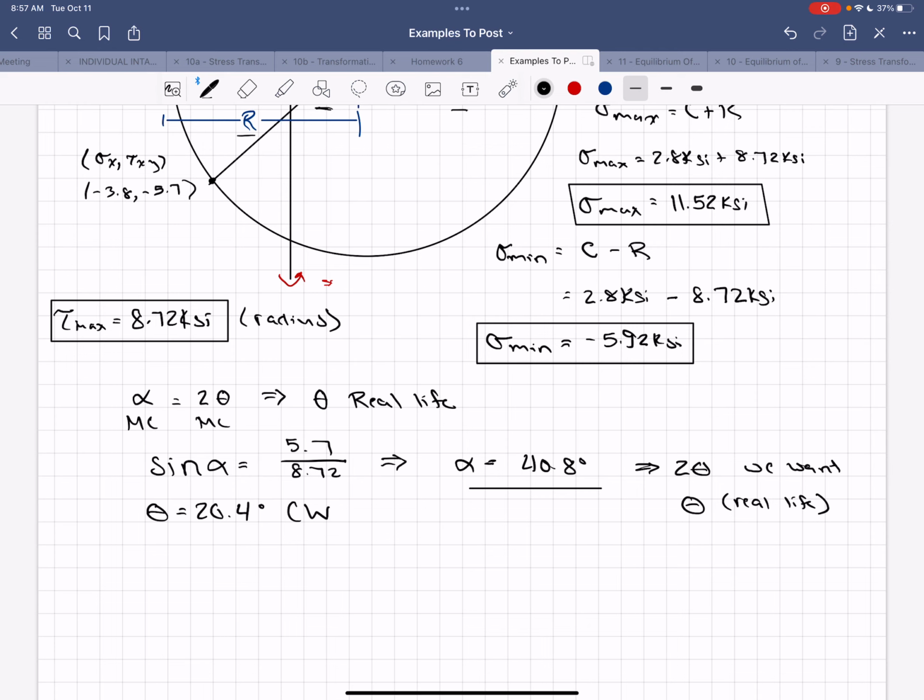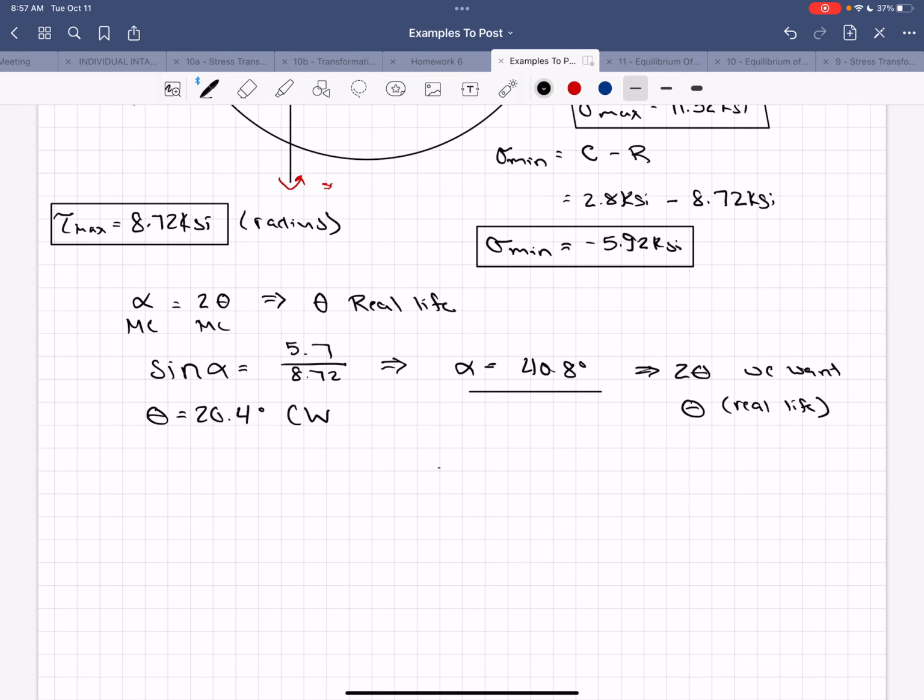So to draw our stress block, we start by drawing the original right face. Then we draw the rotated right face. So that's 20.4 degrees clockwise. Then I try to draw this without looking. Too awful. Okay. All right. And so we label this angle. This is 20.4 degrees. And then we draw our principal stresses.